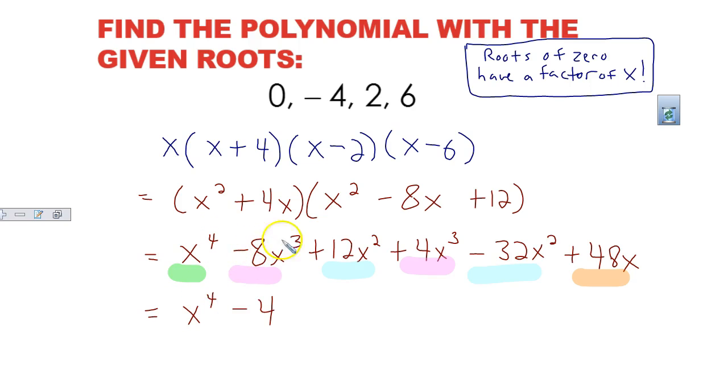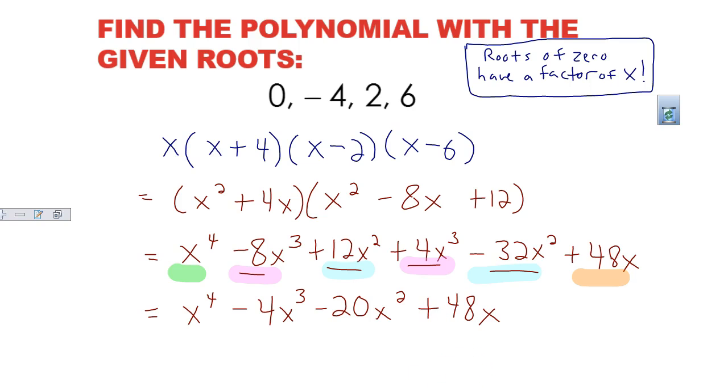So the negative 8x to the third plus 4x to the third is negative 4x to the third power. Taking care of both of those. And now I'm going to do 12x squared minus 32x squared. So when you have different signs, you subtract and keep. So it's going to keep the sign of the bigger one, 32. And 32 minus 12 is 20x squared plus 48x.